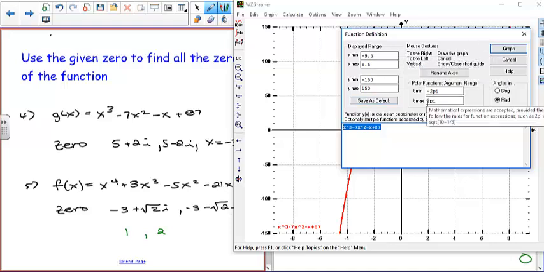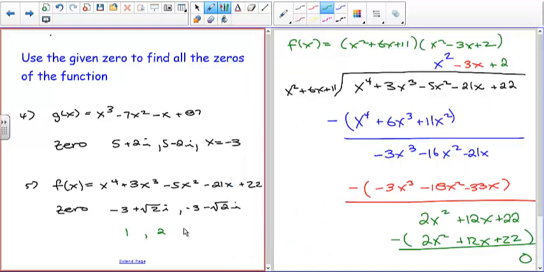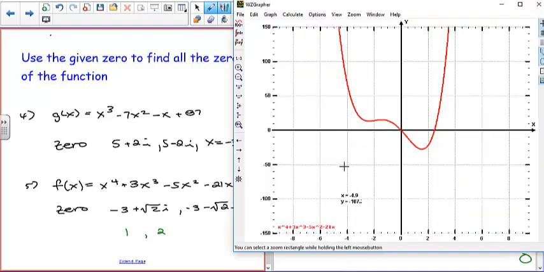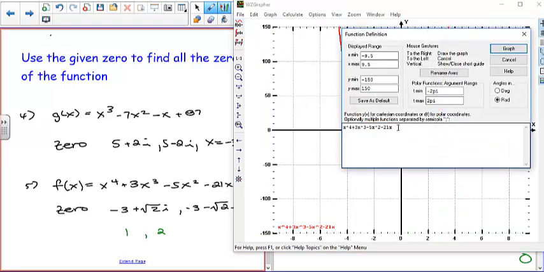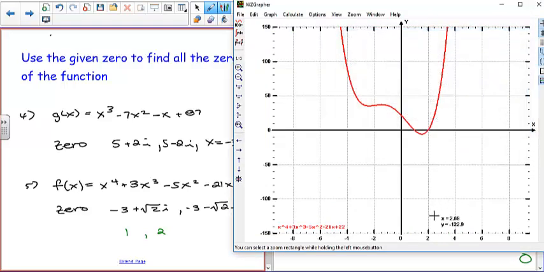So let's just plot this thing. X to the fourth plus 3x cubed minus 5x squared minus 21x, plus 22. So there it is. And that looks just like what we were talking about. Here's x equals 2, here's x equals 1. It goes back up, but it never loops back down again. It doesn't cross the x-axis.